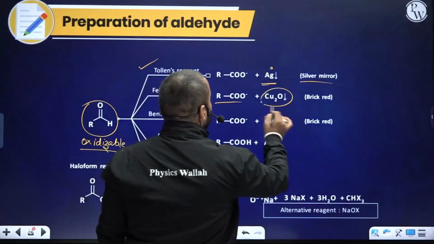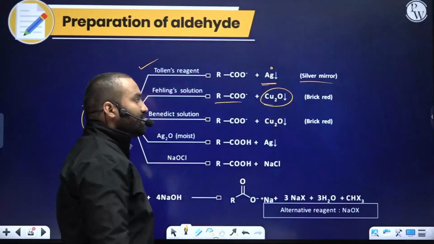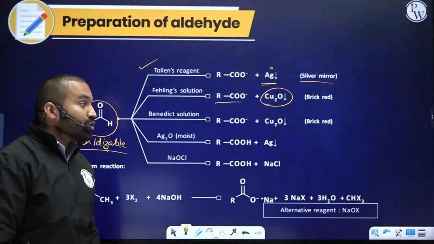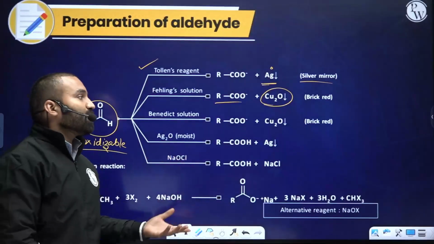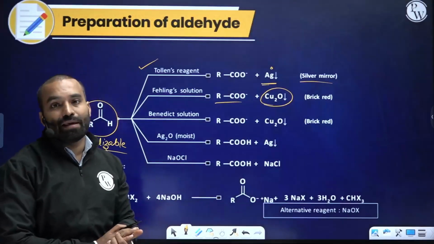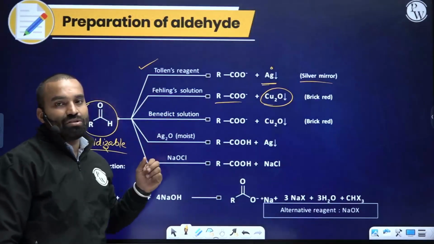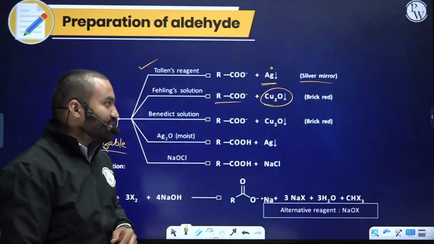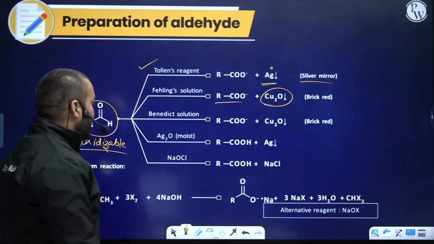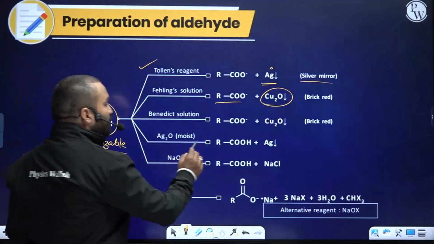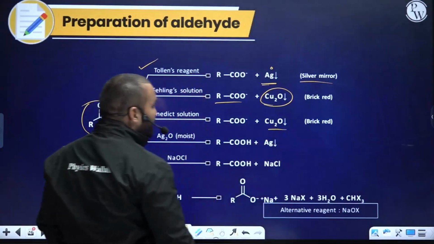And the compound which precipitates is cuprous oxide. It is cuprous oxide, and that's brick red in color. They ask you in the examination which species is brick red and precipitates. It's cuprous oxide. Benedict's solution can also be used. Again, brick red copper precipitates.